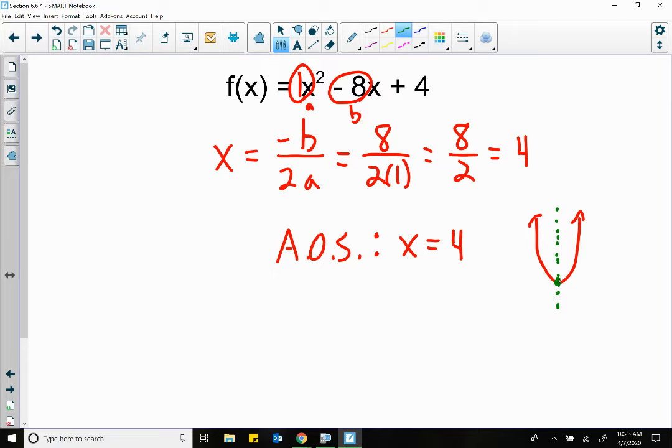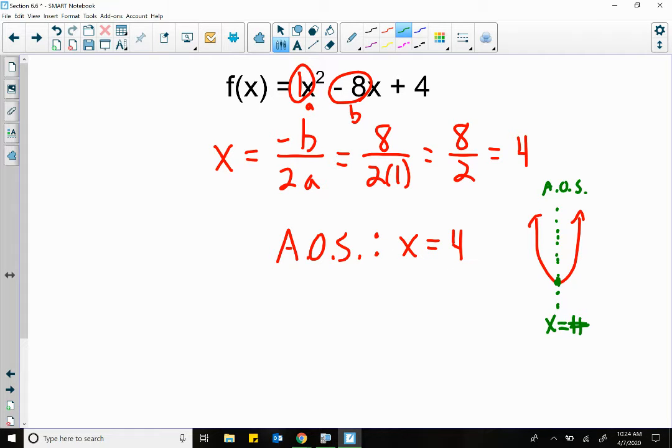Okay, that's my vertex right there. This line right there is the AOS. The AOS is what cuts my quadratic in half, where if I took half and I gave you the other half, we'd both have the same amount of graph. So the axis of symmetry is this line. And it is a vertical line, so it is x equals a number. That's very important for you to understand, that the axis of symmetry is this equation.